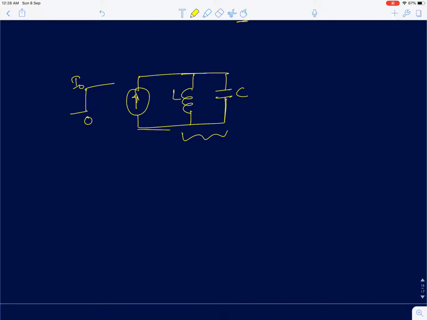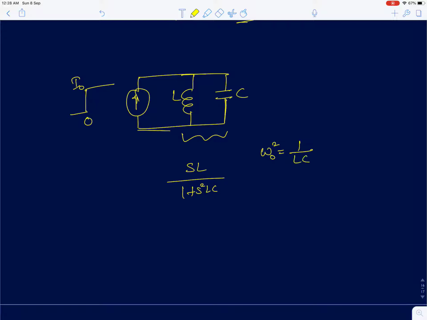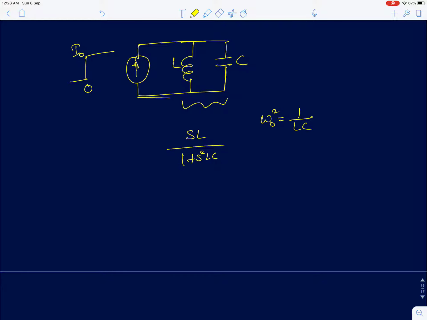So the impedance of this parallel LC network is SL by 1 plus S square LC, and I'll be using this result: omega naught square, the resonant frequency, is given by 1 by LC. So using that, I can reduce the impedance to 1 by C, S by S square plus omega naught square. Now if I multiply this with the input, which is I naught by S, I will get the output, which is V naught of S.